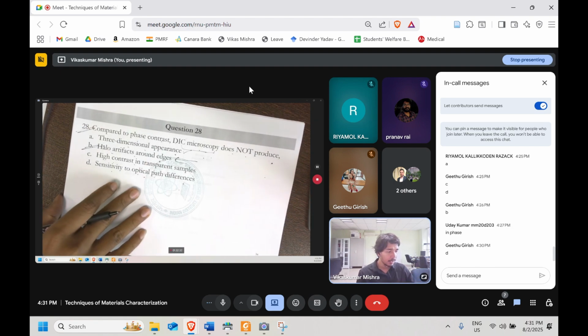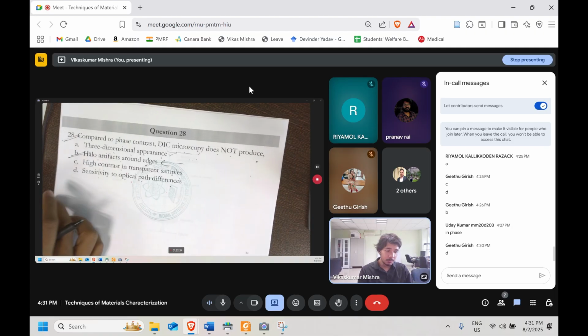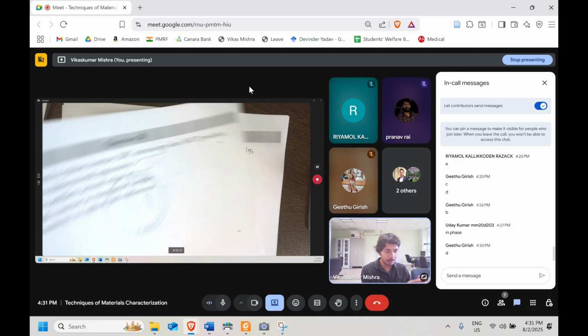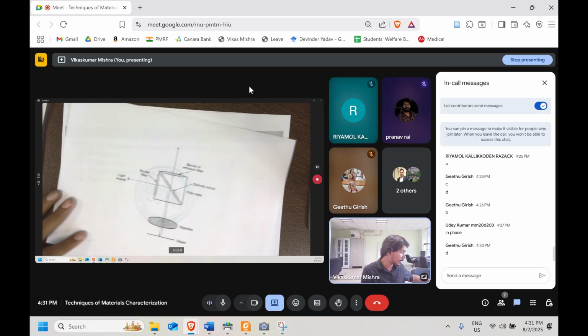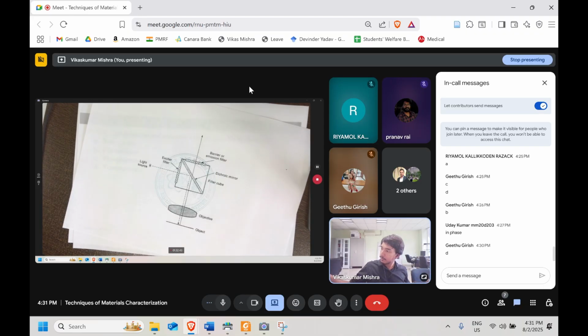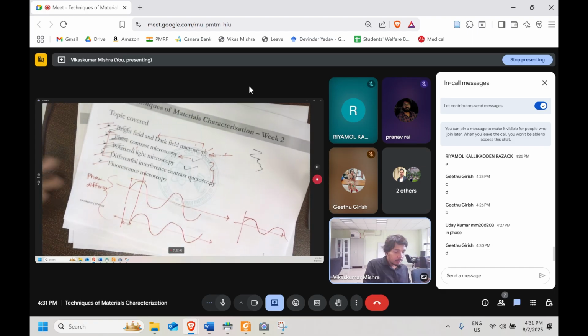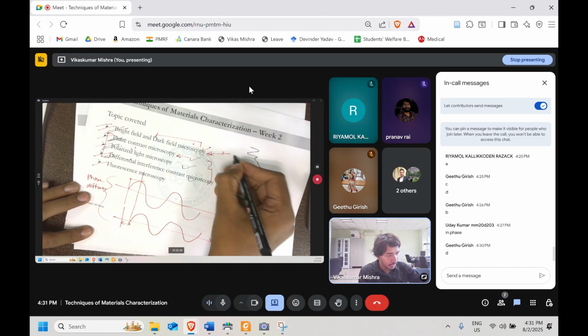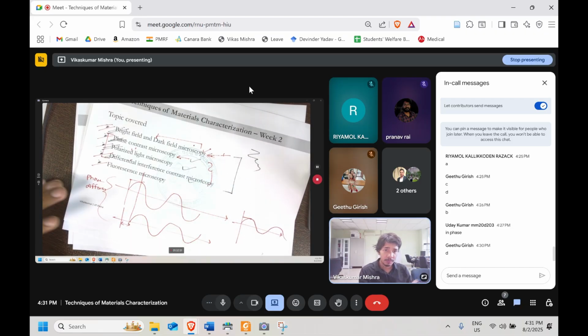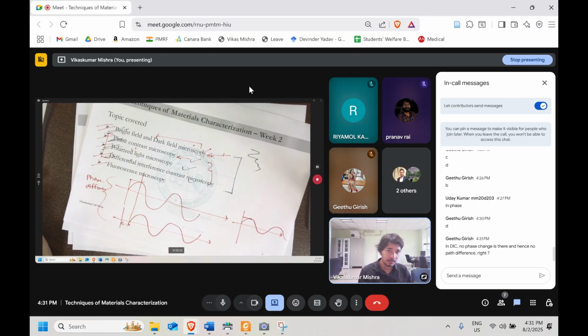Okay. So now if there is any doubt, let me know. If not, we will move to the next question, question number 29. With that we have completed the DIC. So till now, we were understanding about the fit. In DIC, no phase change is there and hence no path difference, right?